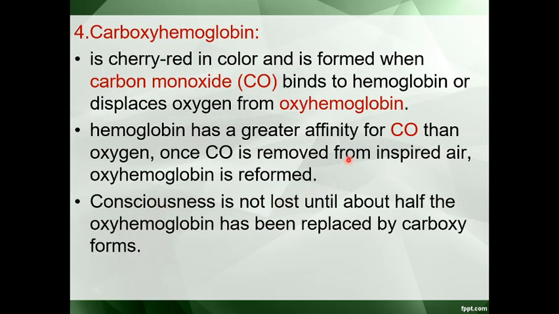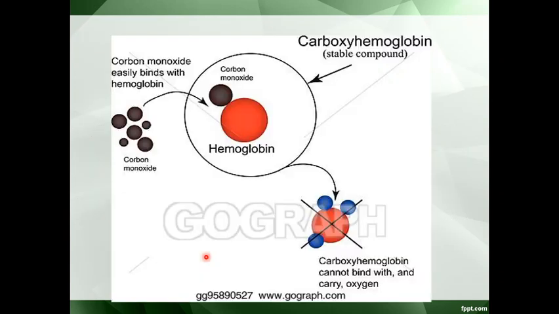Consciousness is not lost until half of the oxyhemoglobin has been replaced by the carboxy form. Half of the hemoglobin, right? If half remains in the oxyhemoglobin form and half in the carboxyhemoglobin form, the consciousness will not be lost by carbon monoxide poisoning. Unless more than half of the hemoglobin is occupied by the carbon monoxide. Here you can see when the carbon monoxide binds with the hemoglobin, then the compound cannot bind oxygen.